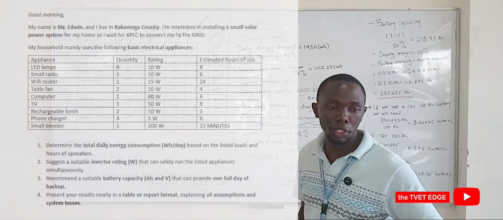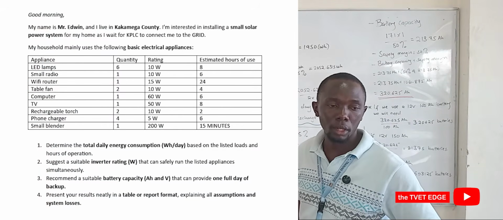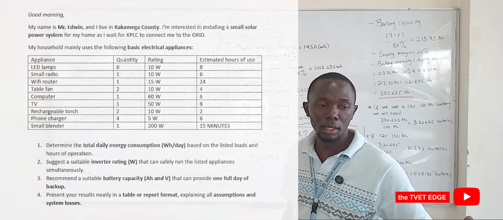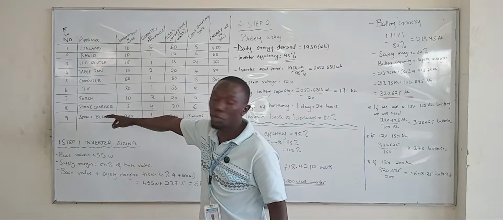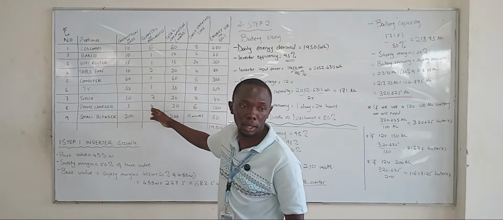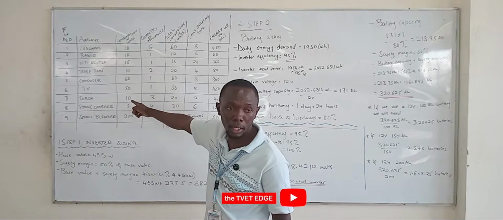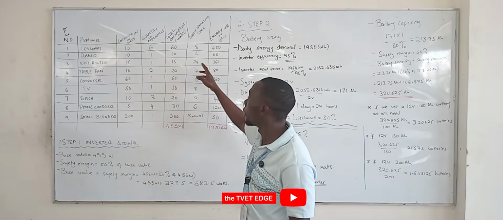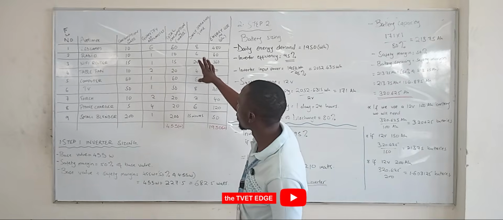So for a start, from that table, we will generate the rest of the values because the table is giving you the quantity, the rating. So it has listed the appliances. It has given you the quantity of the appliances, the rating of each appliance, and then the estimated hours of use or the daily operating time.